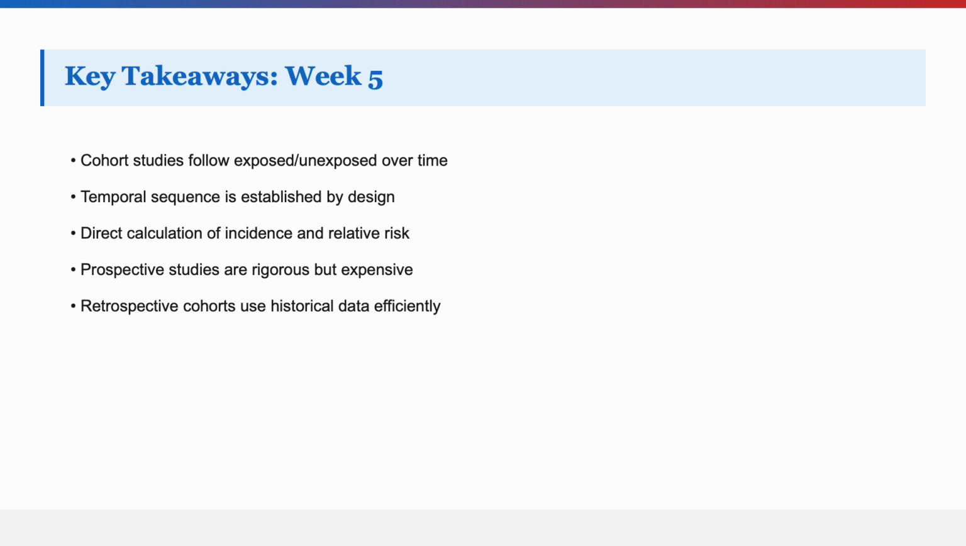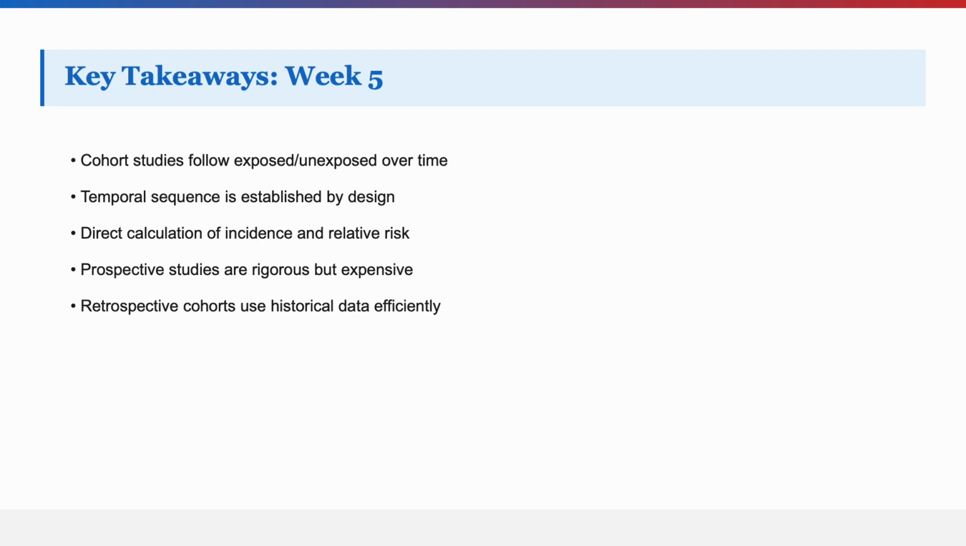You can directly calculate incidence rates and relative risk from cohort data. These are the natural measures for describing disease occurrence and exposure effects. Prospective cohort studies allow standardized measurement but are expensive and slow. Major cohorts like Framingham and CLSA require sustained investment over decades. Retrospective cohort studies use historical data efficiently but depend on data quality and completeness. Administrative health databases enable large retrospective cohorts.